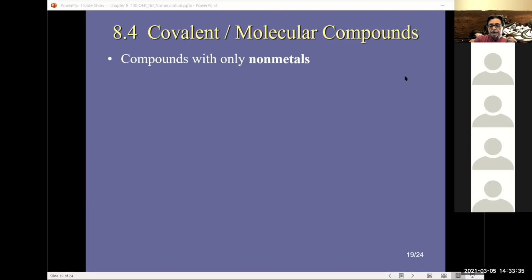All right, which brings us to molecular compounds, slash covalent compounds. These are compounds that are made up of nonmetals only. Okay, so no metals involved here.